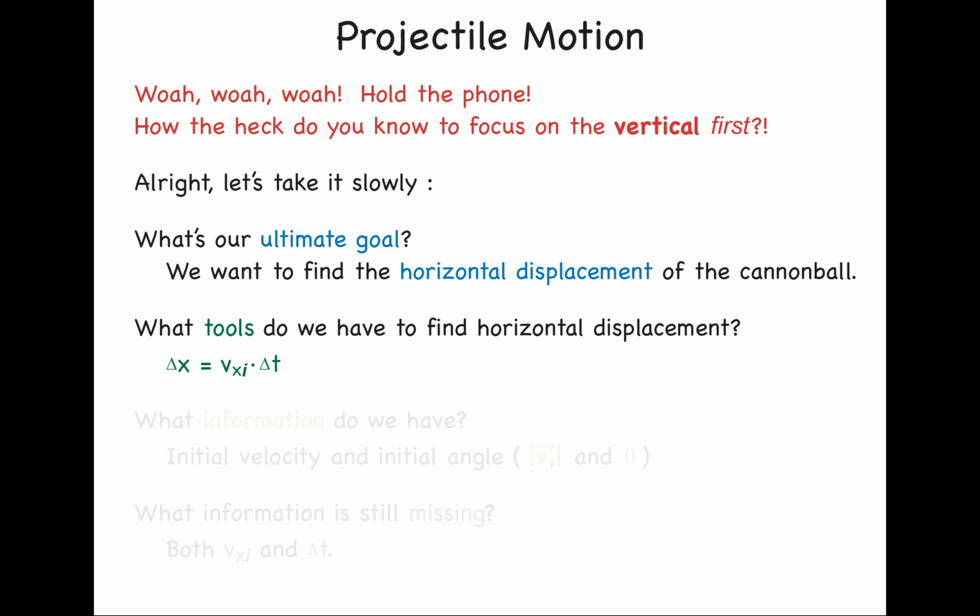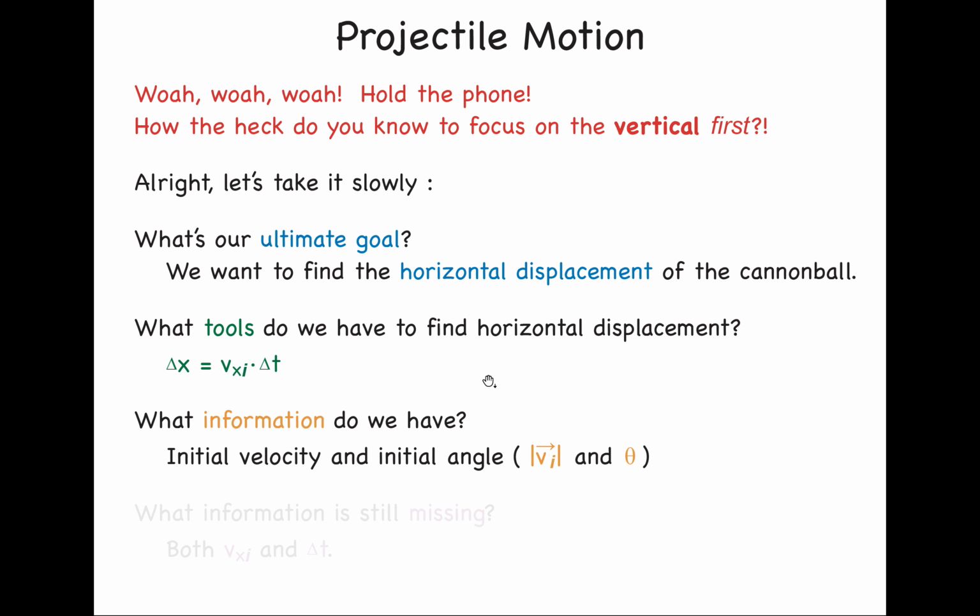If we're trying to solve for horizontal displacement, we need to ask what tools we have, what equations we have that will help us solve for this horizontal displacement. One easy and obvious answer is that if I know the velocity and I know the time, I can calculate displacement just by the definition of velocity. V is equal to delta x over delta t, which means delta x is equal to v times delta t. So can we use this tool? What information do we have?